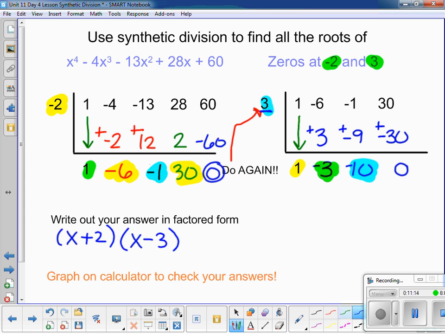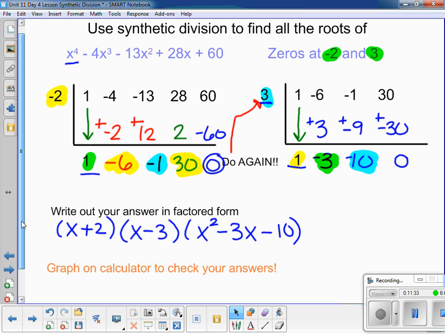And since I started with an x to the 4th, when I did it once, I was down to an x to the 3rd. When I did it again, this must stand for an x to the 2nd. So I have 1x to the 2nd minus 3x minus 10.